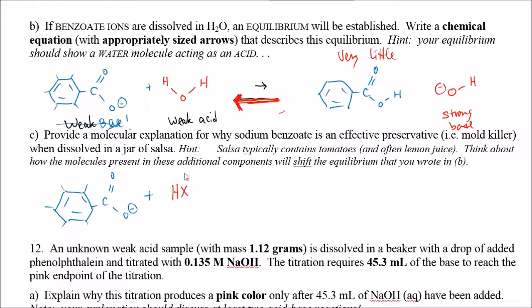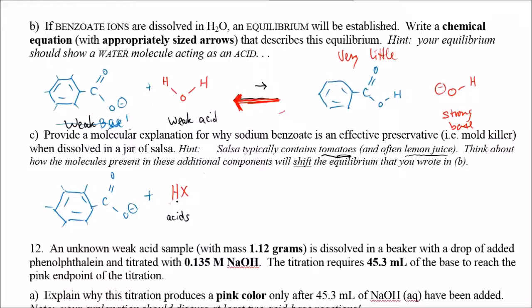So here I've represented HX. Tomatoes have weak acids in them. That's why they taste tart, sour, tangy. Lemon juice has citric acid as well as other acids in it. This is what makes it sour. So these are acids that are in the food, represented as HX. Doesn't matter what they are.